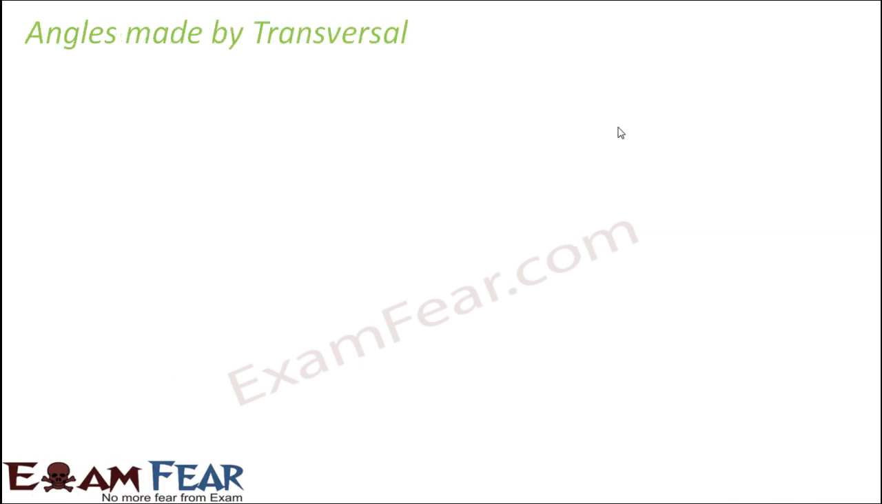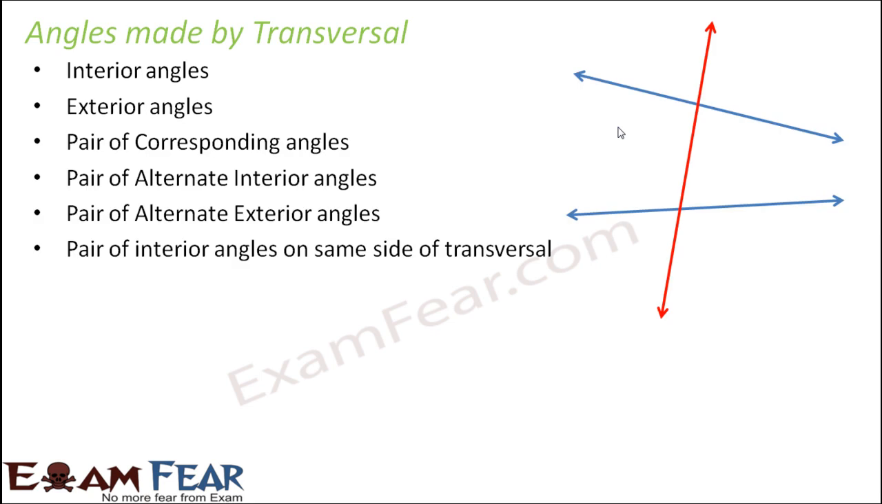Now, whenever the transversal intersects multiple lines, certain angles are made. So let us look at those angles made by the transversal. You see, when this line cuts these 2 lines, so many angles are formed, right? So these are all the angles that are formed. So let us name these angles.